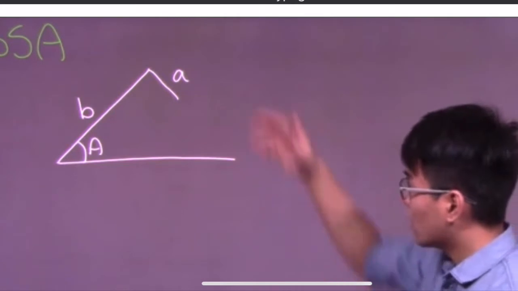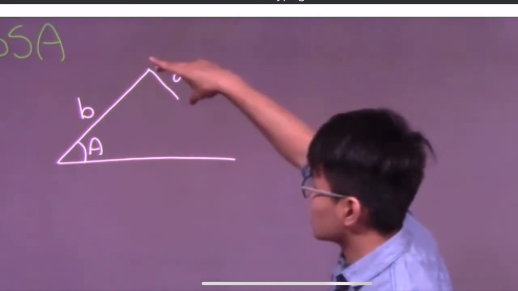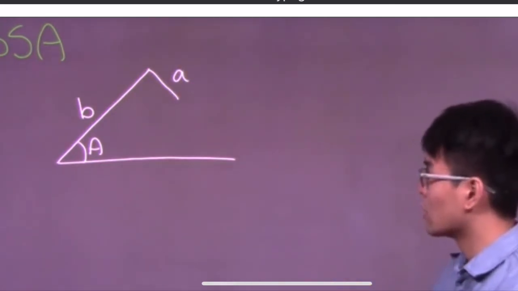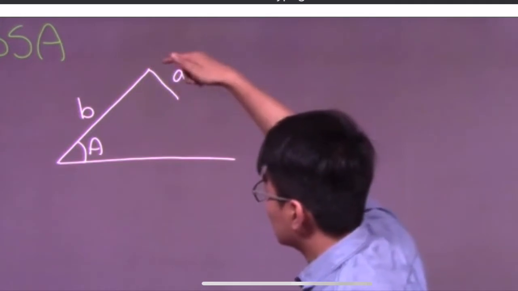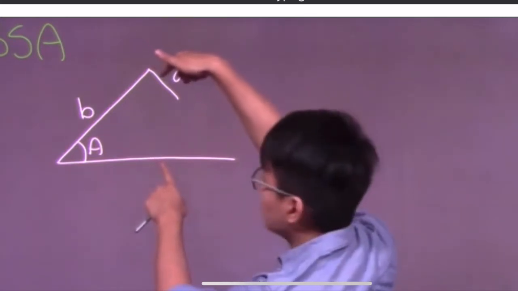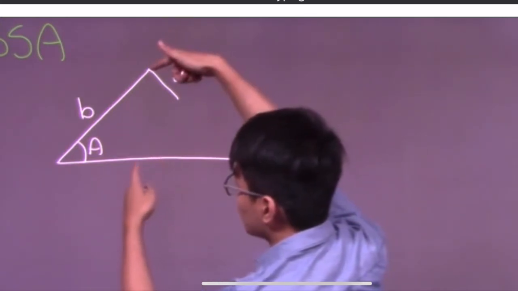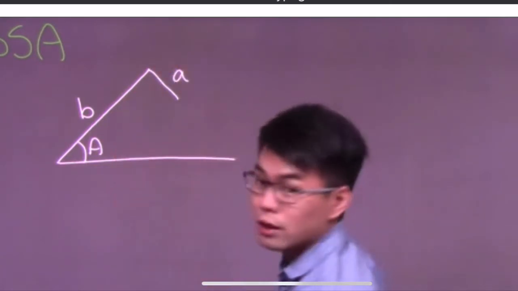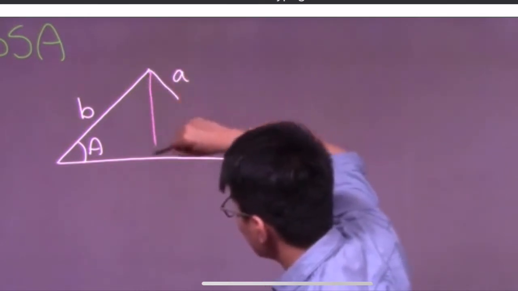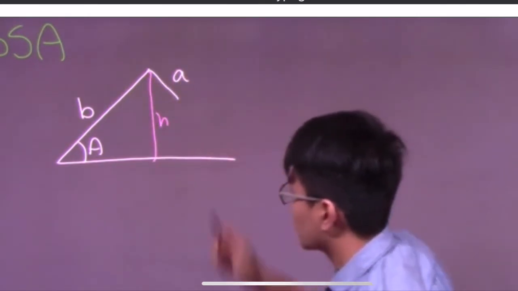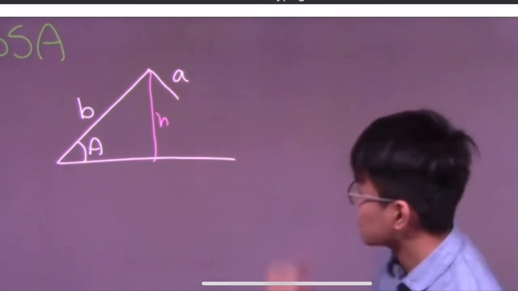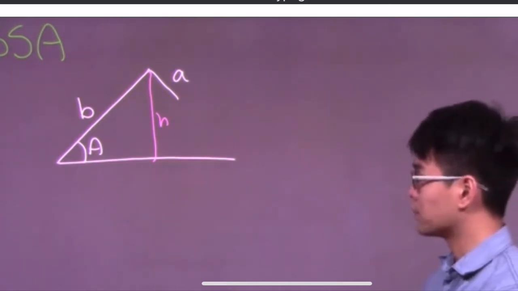So how long does this side have to be in order to make a triangle? Well, this side would have to be at least as long as the height of the triangle in order to form some kind of triangle, a right triangle. So if this side is as long as the height of the triangle, or the altitude of the triangle, I'm going to label that as h. If a is as long as h, then we have one triangle.